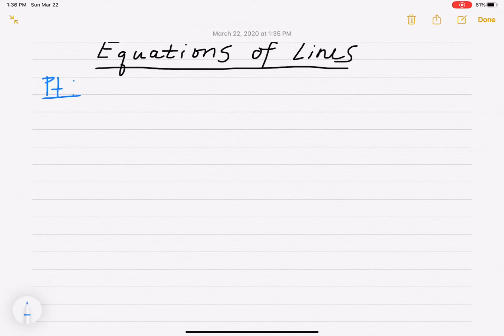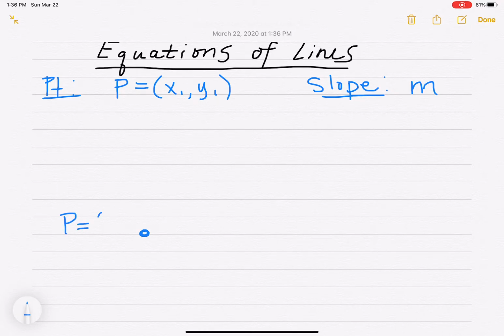Say we have a point, let's call it P. Say that point is x1, y1. And also we have a slope. We're given that as well. That's going to be a number. We're going to call it m. So you start with your point, x1, y1.